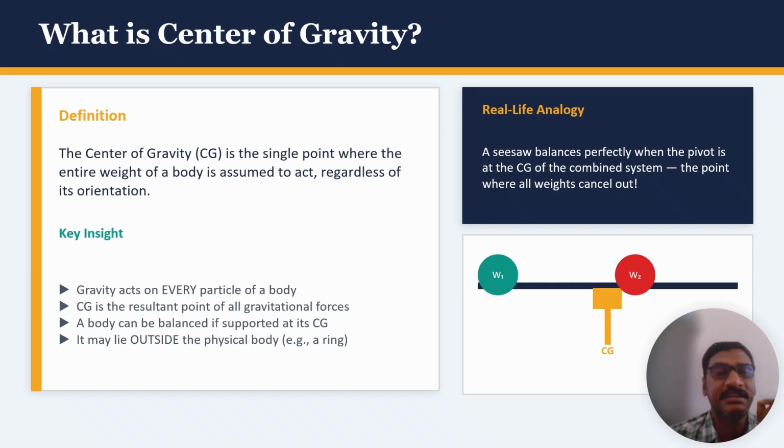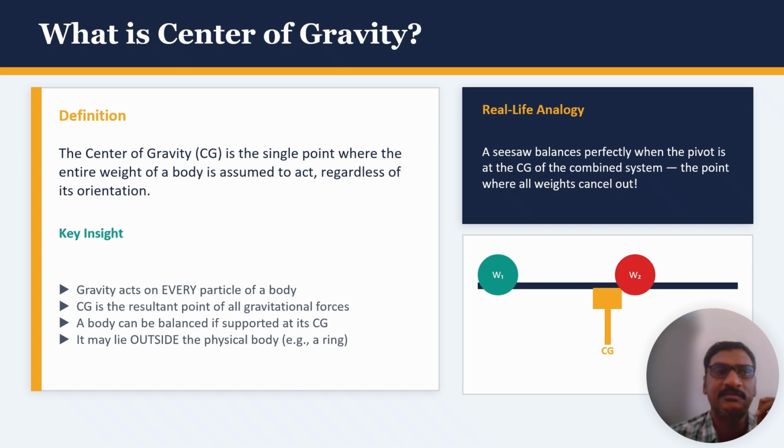And property number three is, for a body in a uniform gravitational field, which is a standard assumption we make near the Earth's surface, the center of gravity remains fixed relative to the body, regardless of how you orient or move it.